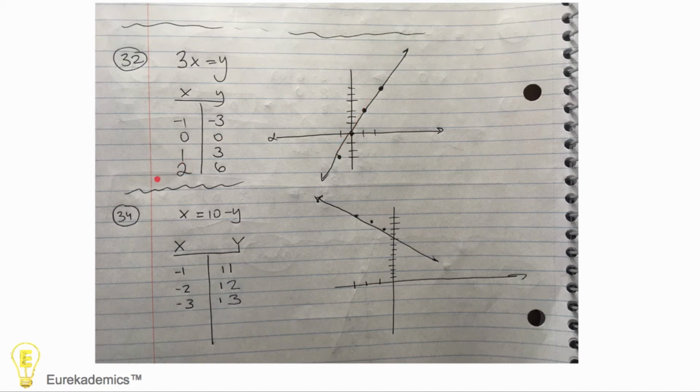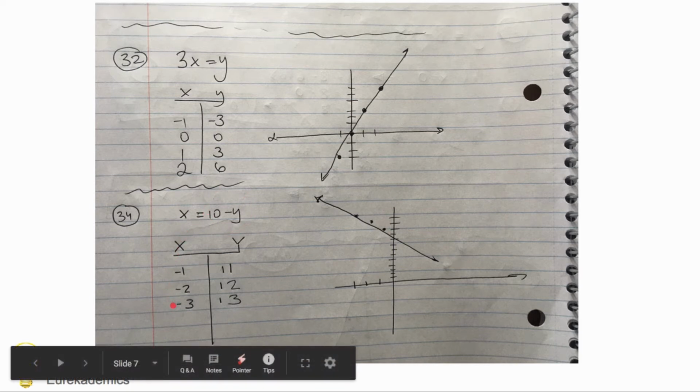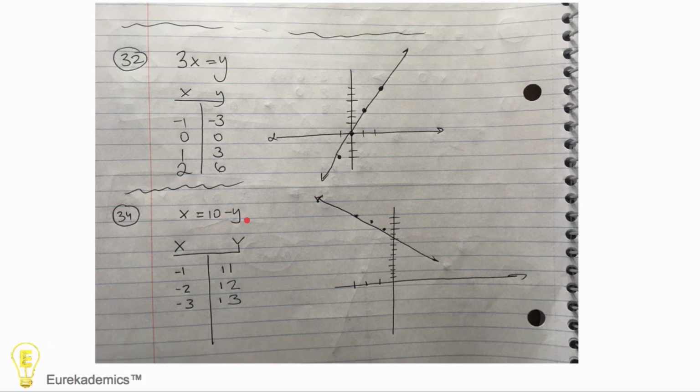Number 34 was a little bit tricky, but I want to challenge you to big brain it using algebra and language arts together. So we're going to assume x is negative 1, negative 2, and negative 3. I could have picked better numbers, but those are the ones I picked. So bear with me. If x is negative 1 over here, 10 minus something was negative 1.